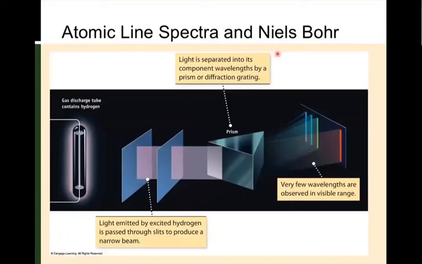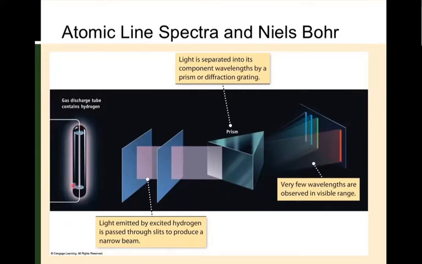So, atomic line spectra and Niels Bohr. Light is separated into its component wavelengths by a prism or diffraction grating. So this is a way of obtaining these atomic line spectra. These individual lines, here is the spectrum which is observed. There are only a few of these for each element, and they form a fingerprint for the element. They correspond to these transitions between the orbits.